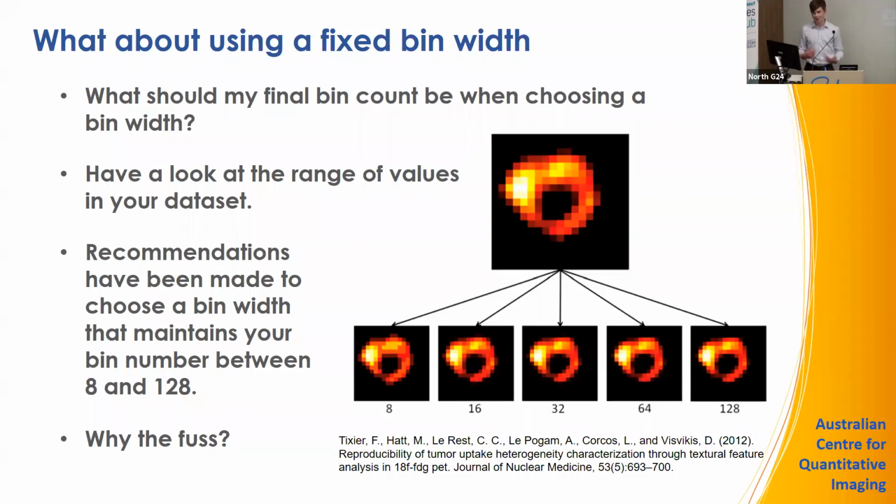But why is there so much fuss? Well, it's because if you have too low a bin number, then your features may be averaged out and lost when you extract them. And with too high a bin number, your features may get lost in the noise of the image.